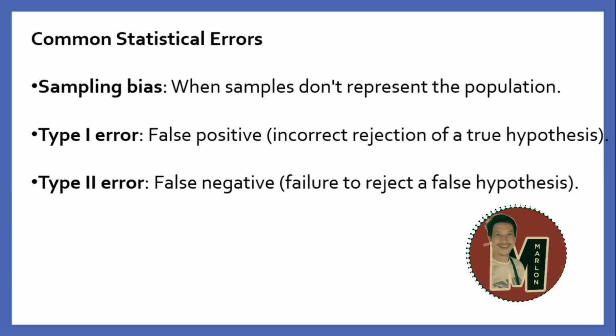Type 2 error: false negative. Failure to reject a false hypothesis. A type 2 error occurs when a false hypothesis is not rejected. For example, failing to detect a disease in patients when the disease is present.